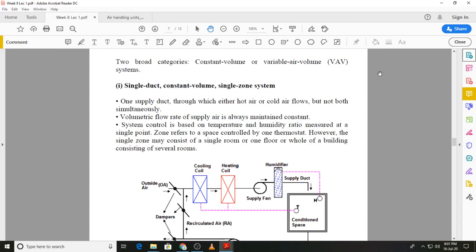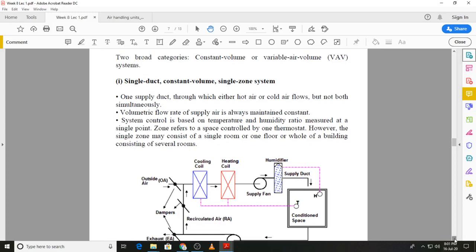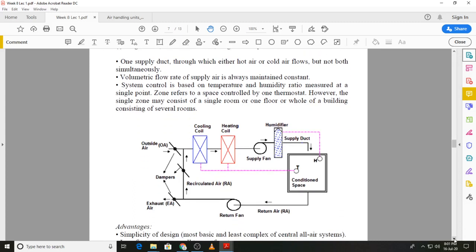So the simplest of these is the single duct constant volume single zone system. It has one supply duct through which the hot or cold air will flow according to our requirement. In winter we will be using the heating coil, will provide hot air to the conditioned space. In summer we will be supplying cold air to the conditioned space.